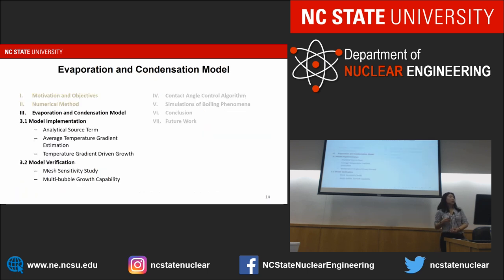And next, I'm going to talk about the evaporation and condensation models. There are 2 parts to it. First is the model implementation, and second is the model verification. In the model implementation, we use a step-by-step approach. This approach will help us to estimate the possible error source in each step, so we will have a better understanding of the correctness of these implementations.